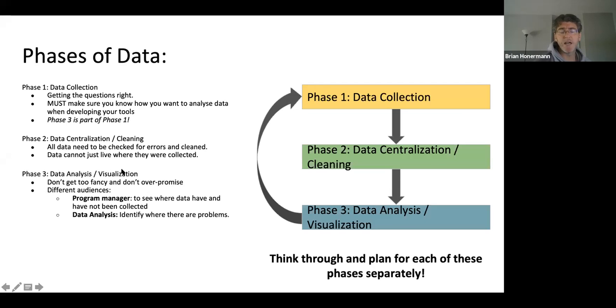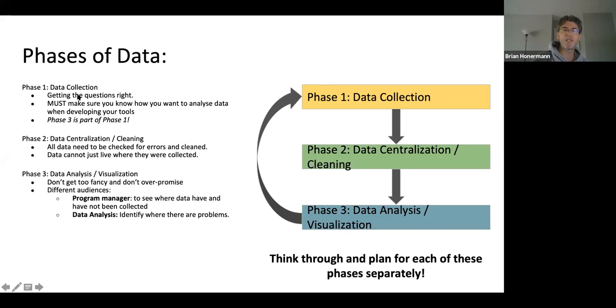So, phases of data. I really want to talk through this because it's really important that when you're developing plans around community-led monitoring, you think through all three of these phases differently and separately, and plan for each one differently and separately. Data collection is really the piece that people have already talked about, around community monitors going out to facilities, collecting those data, doing surveys, doing observations, doing whatever. One of the important bits about that is really making sure that you understand how you're going to want to analyze the data as you're developing the tools.